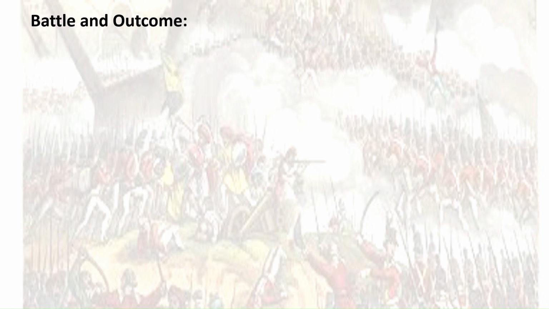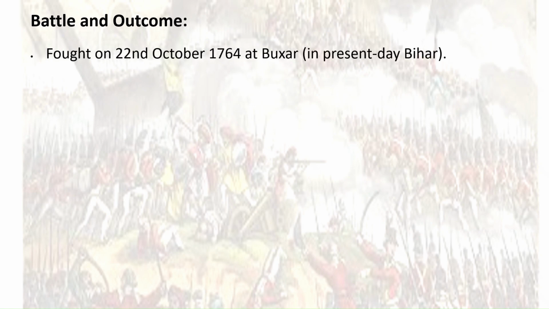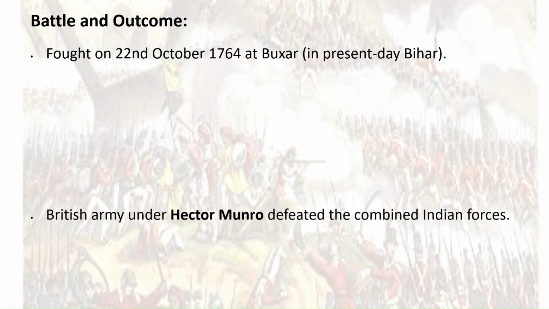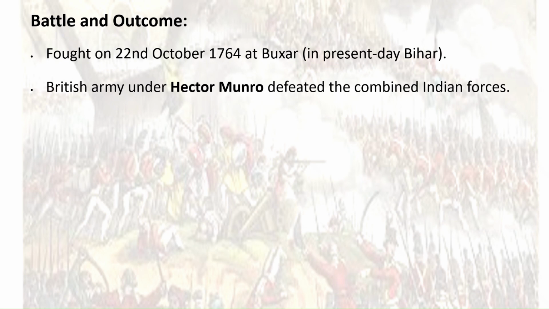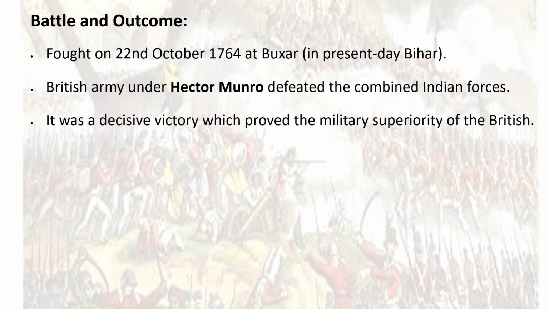Battle and outcome. The battle was fought on 22nd October 1764 at Buxar in present-day Bihar. The British Army under Hector Munro defeated the combined Indian forces. It was a decisive victory which proved the military superiority of the British. Aftermath.